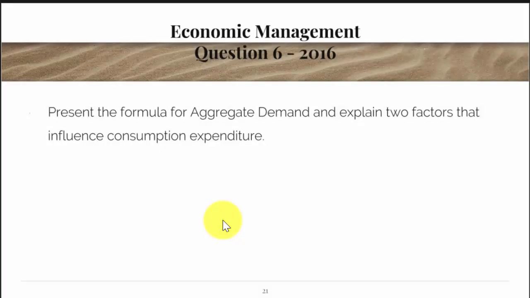Next question. You've got to present the formula for aggregate demand and explain two factors that affect consumption expenditure. Now this should be stock standard stuff. So we've got consumption plus investment plus government spending plus exports minus imports. Importantly, consumption is 50 to 60% of Australia's aggregate demand. That's an important thing to note.